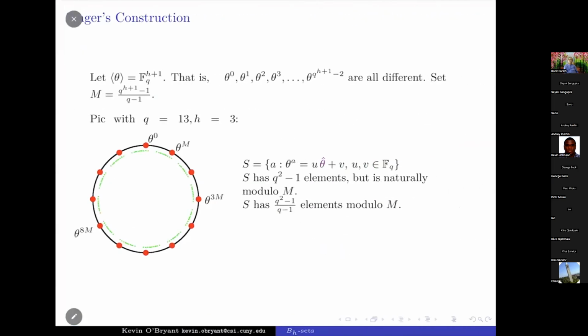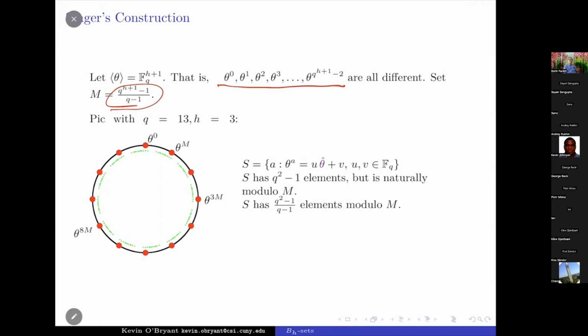All right, so I'm going to come back to that in a little bit. I want to speed up a little bit maybe. So let's step through how Singer's construction works, because I want to present a generalization of it that is new. So we start by taking a generator theta of the finite field over FQ with dimension H plus 1. Okay, so generator of the multiplicative group. So all of these different powers of theta are different. And then we just set M to be this thing, which is going to turn out to be our modulus.